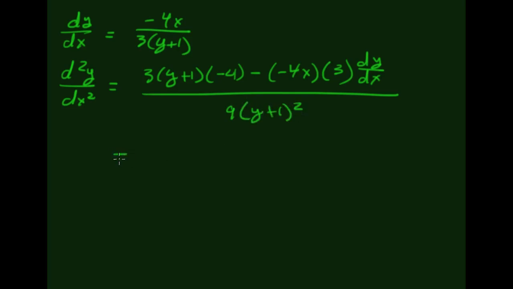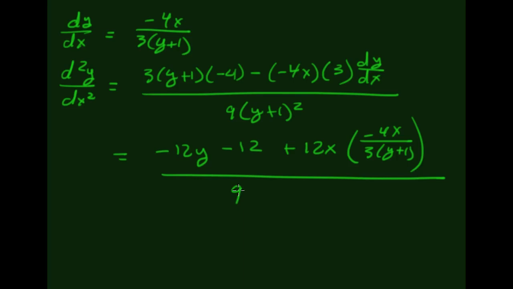The only thing that I have to do in order to get this in terms of x and y, I can clean it up a bit. So it's this negative 12y minus 12 plus 12x times, and the dy dx is negative 4x over 3 times y plus 1, all over 9 times y plus 1 squared. Now I have the second derivative in terms of x and y. I can stop there. I don't have to do any more simplifying. I'm good. That problem is done. All right, so let's move on to number 5 here.